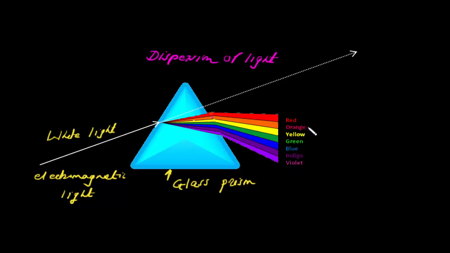Among these seven colors, red has the maximum wavelength. So I will write here as 700 nanometer wavelength.